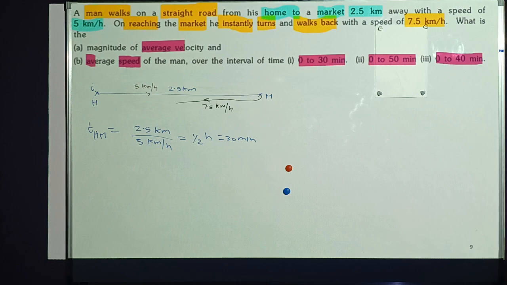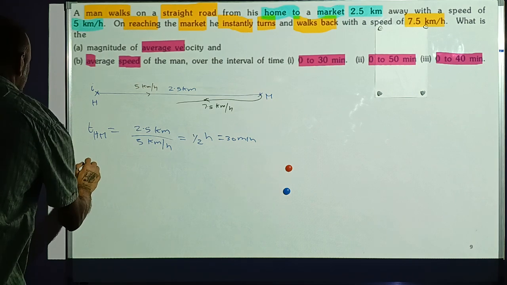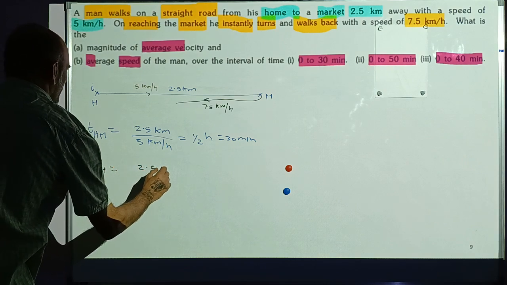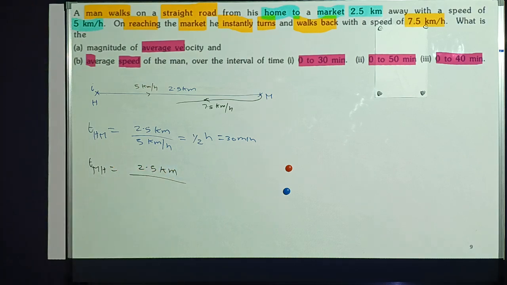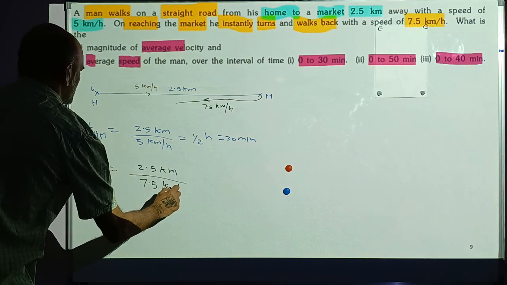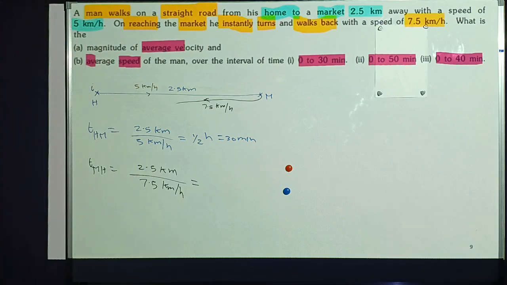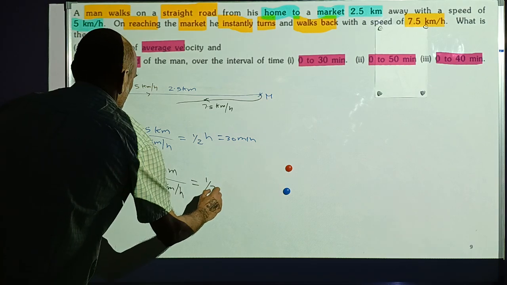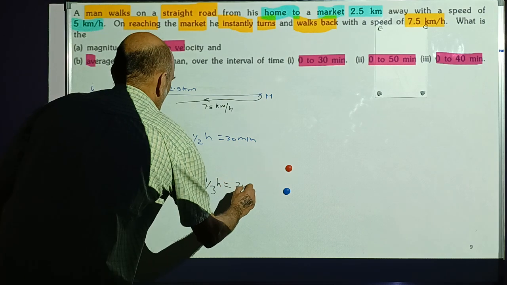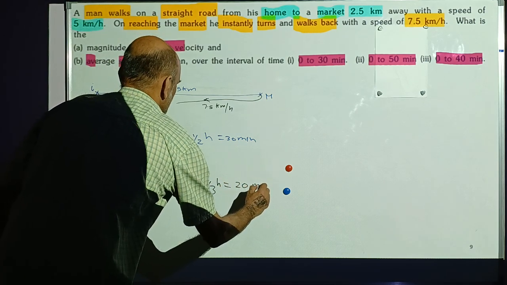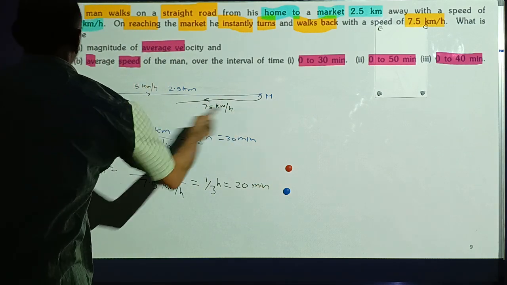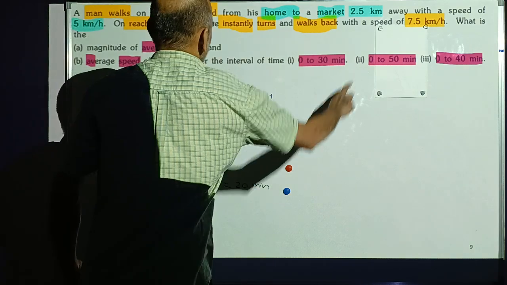The time to return from market to home is the distance divided by the speed, which is higher here, 7.5. So the time will be less, because the same distance is covered with higher speed. This is 2.5 by 7.5, which is 1/3 hour. So 1/3 of 60 minutes is 20 minutes. So in 20 minutes, he has come from market to home. For the second part of the question, the final position will be home.